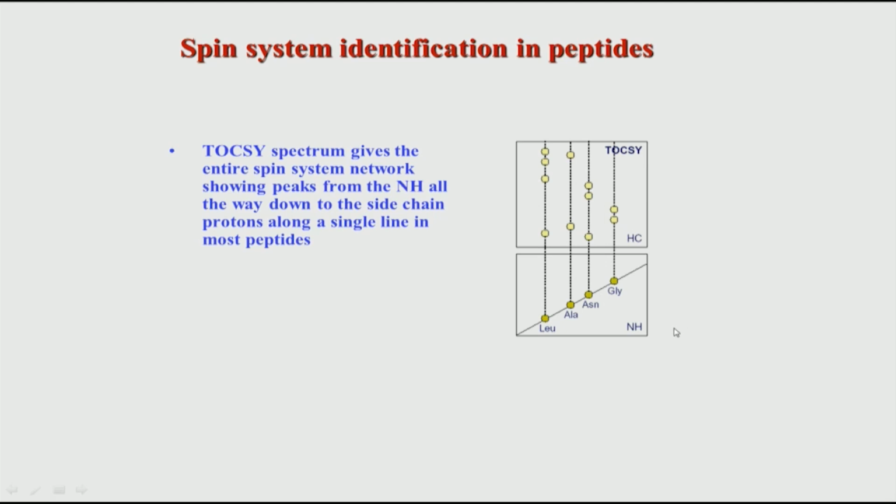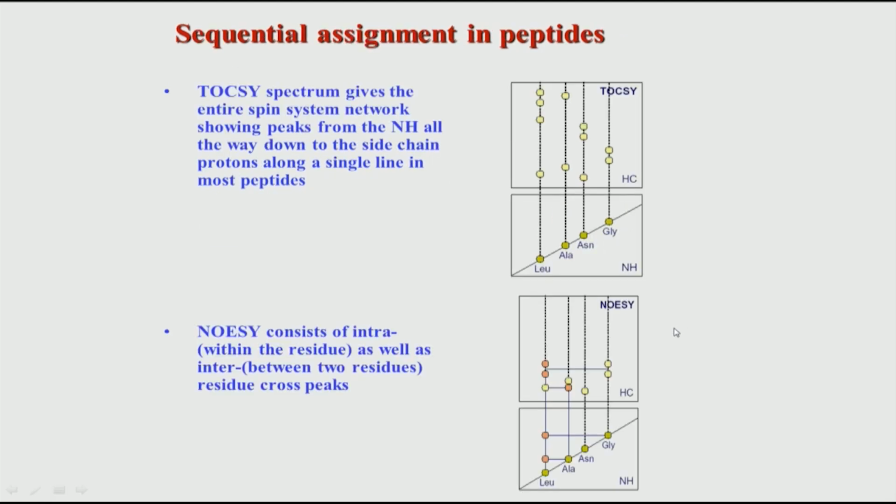for sequential assignments. In the case of NOESY, we will see that later, but in a NOESY we not only see the spin system along this line, we will also see the neighboring amino acid peaks.